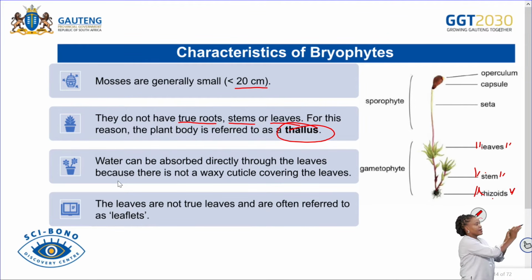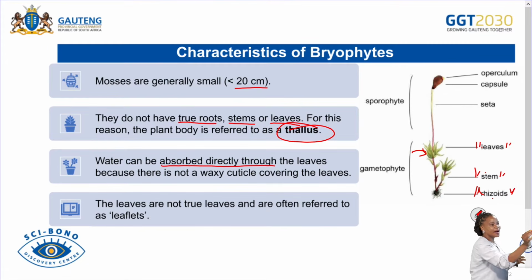Now, water can be absorbed directly through the leaves. In other words, the leaves can absorb water directly. And why? It is because the leaves of the bryophytes, or the leaves of the moss, are not protected or covered by waxy cuticles. So it is very, very simple for them to absorb water.